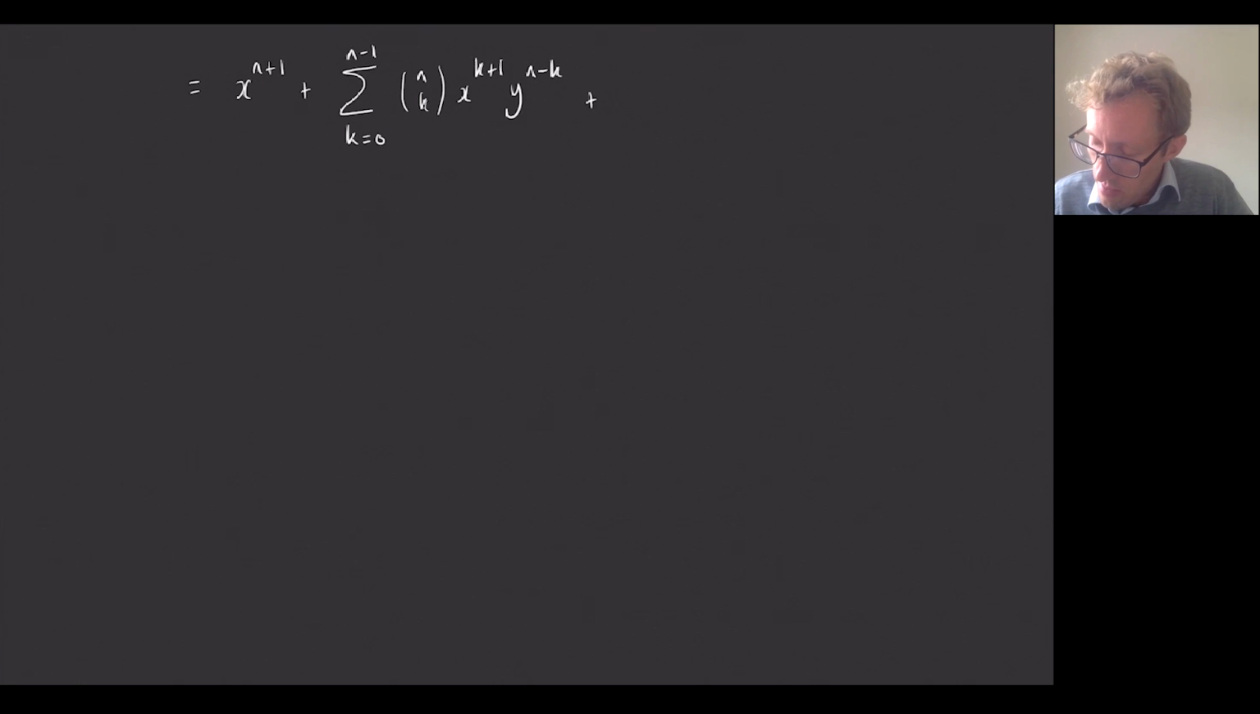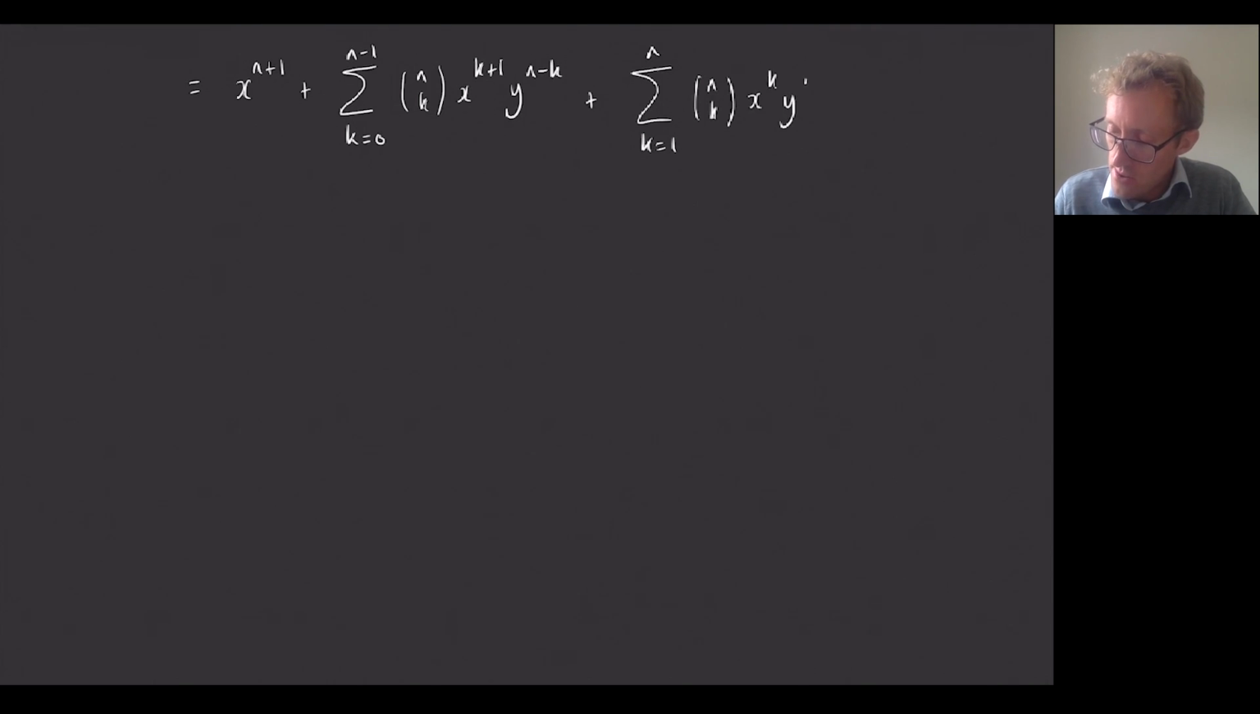Then we're going to have, I'm going to take out the first term of this second sum, so this is now going to go from k equals 1 up to n, of n choose k, x to the k, y to the n plus 1 minus k, and then that first term that I pulled out is y to the n plus 1.